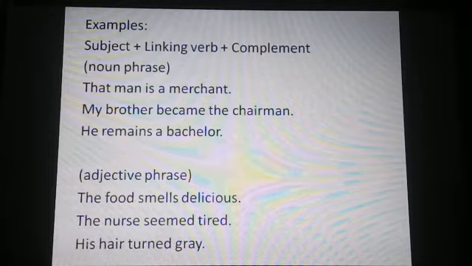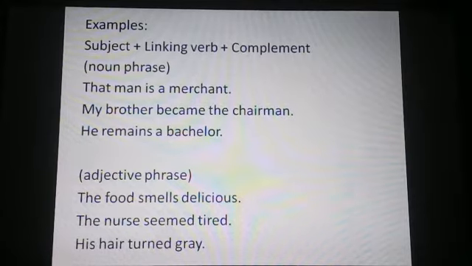If we remove from these examples a merchant, the chairman, a bachelor, delicious, or tired, grey, if we remove these complements from these sentences, the sentences will be incomplete. The meaning of the sentence will not be complete. Hence, to complete the meaning of these sentences, we require another element, and that element is the complement. I hope you have understood.